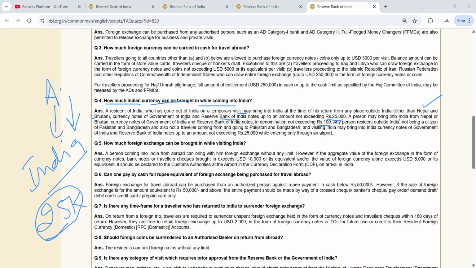Okay. Any person resident outside India, not being a citizen of Pakistan or Bangladesh, and also not a traveler coming from or going to Pakistan or Bangladesh, and visiting India, may bring in Indian currency notes of the Government of India and RBI notes up to an amount not exceeding 25,000 while entering only through an airport. So you can remember that 25,000 is the amount any person can bring from abroad to India. And if it is Nepal and Bhutan, then you have to remember that he can also bring an amount, but the denomination should not be more than 100 rupees.